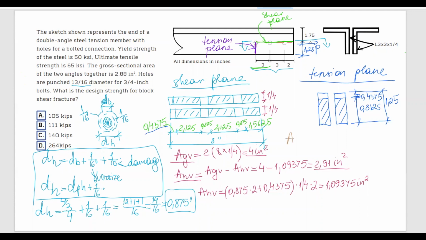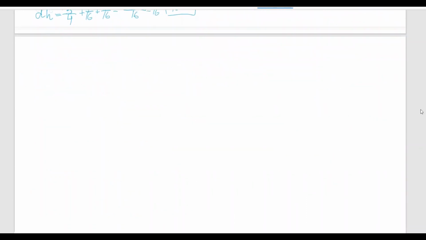So the net area in tension is equal to 0.8125 multiplied by a quarter, the thickness. And I will multiply that by 2 because I have two angles. And you should get net area in tension equals 0.41 inches squared. And here we go. We have all of the areas we need to go ahead and calculate the strength for block shear fracture. Let's scroll down a little bit.